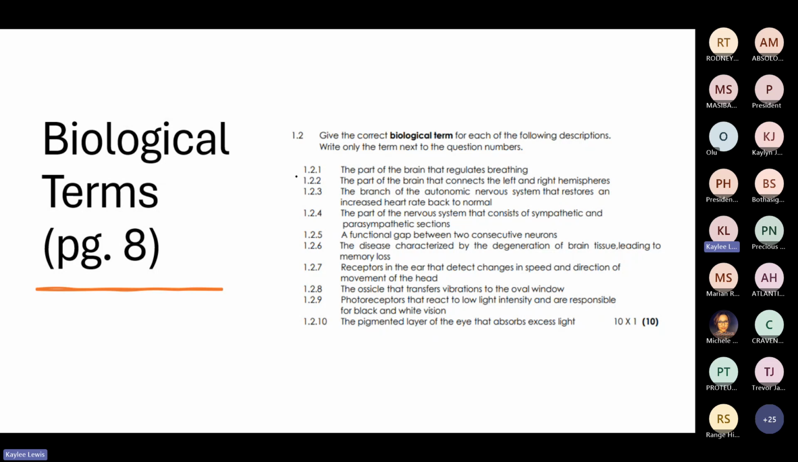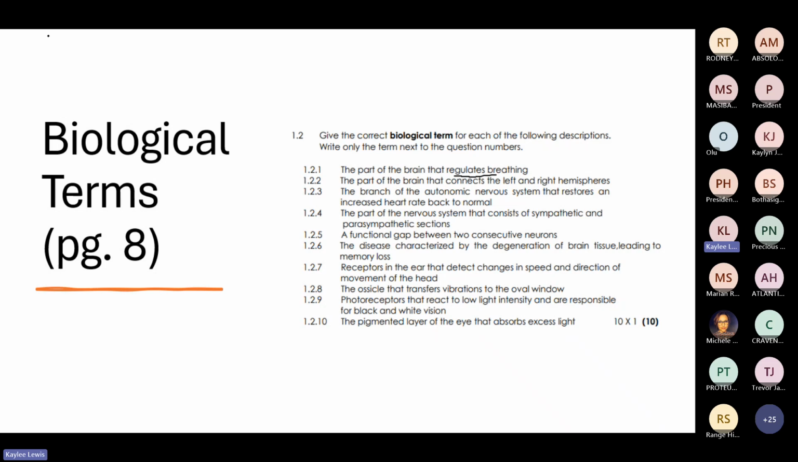So 1.2.1, the part of the brain that regulates breathing. So what part of the brain is regulating breathing? In other words, is controlling involuntary actions, and that would be the medulla oblongata. I will put up the answers now if you just need some spelling, once I've gone through it. So 1.2.1 is medulla oblongata.